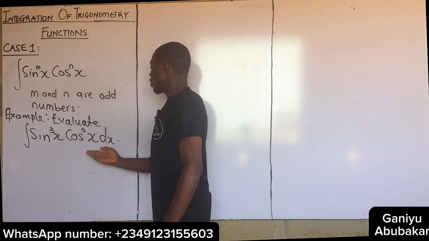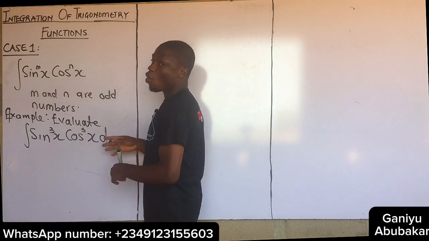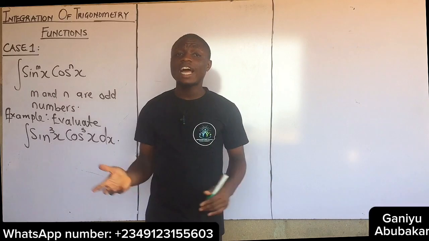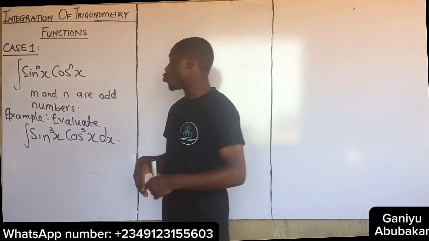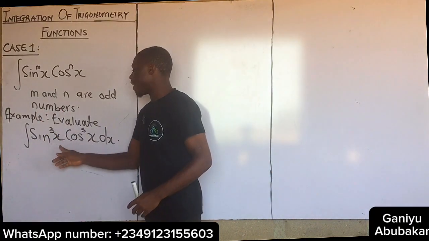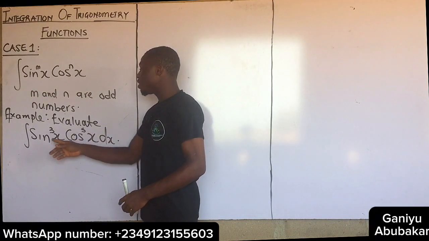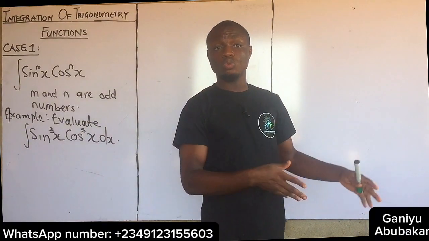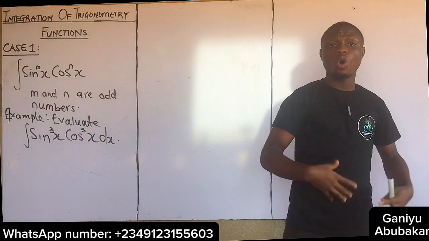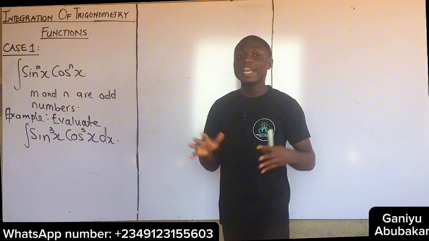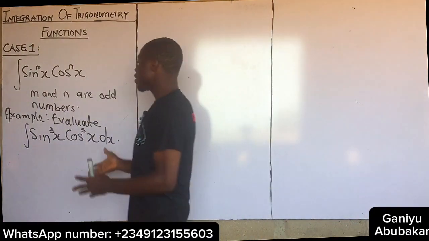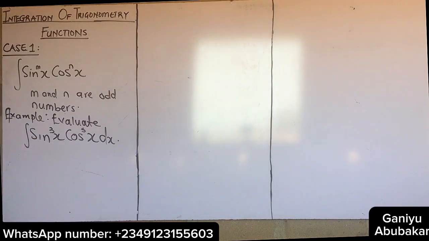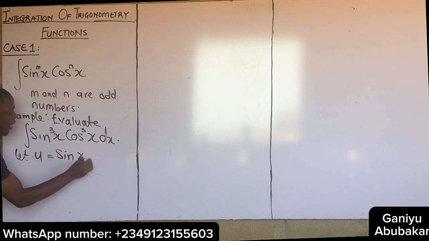For a question of this nature, what do you do? What's your first task? Your first task is to call either sine x or cos x to be u. So let one of them be u. Either you choose sine x to be u or you choose cos x to be u. Any of it, you're good to go. For this case, let me use sine x to be u, right? So let u be equal to sine x.